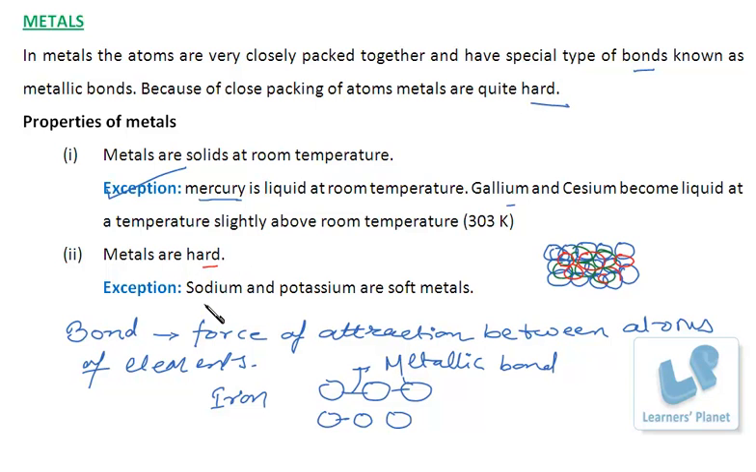Now again, there is an exception, students. Sodium and potassium are the soft metals. Sodium is so soft that you can cut it with a knife. The rest of the metals are very, very hard. Mercury is a metal and is liquid at room temperature. Gallium and cesium become liquid at a temperature slightly above room temperature. I'm repeating this so that you can remember it.